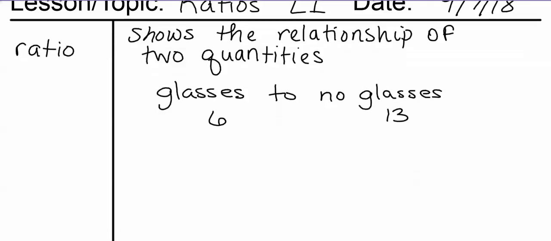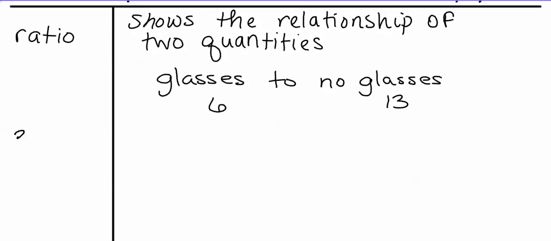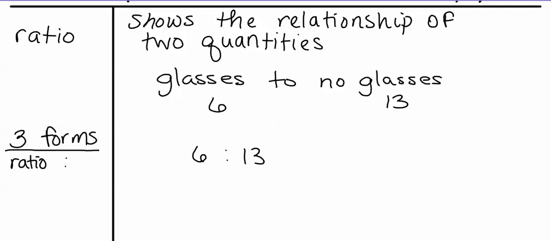So let's, right below that, write 3 forms over here on the side, because there are 3 different forms that we can write this information. All right, the first form that we can use is what we call ratio form. And ratio form uses that piece of punctuation called a colon. If we're looking for glasses to no glasses, we are going to put the glasses first. So we're going to put 6 with a colon, 13. And you would read that 6 to 13.